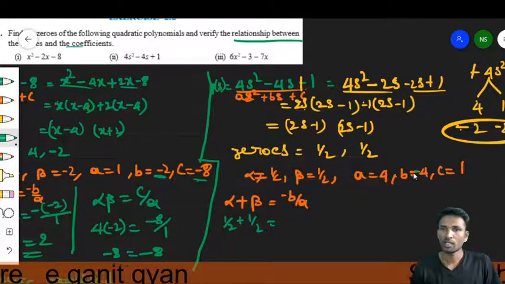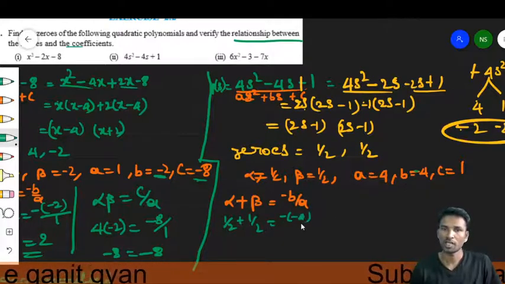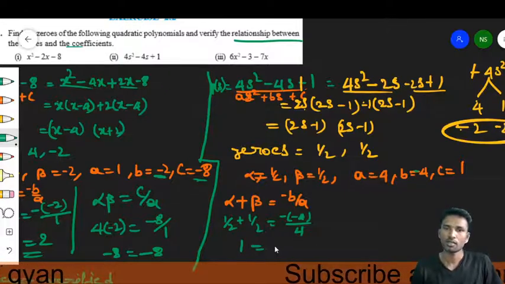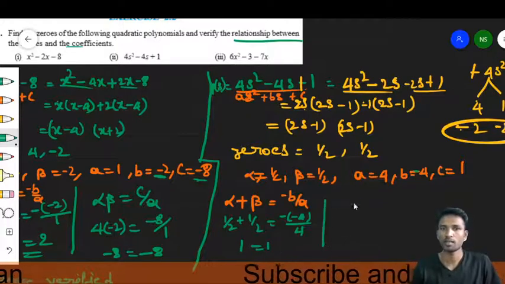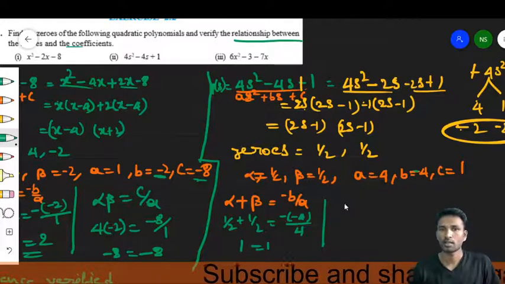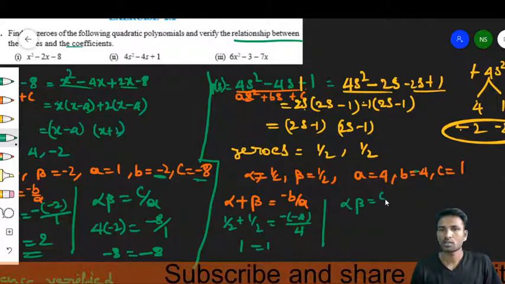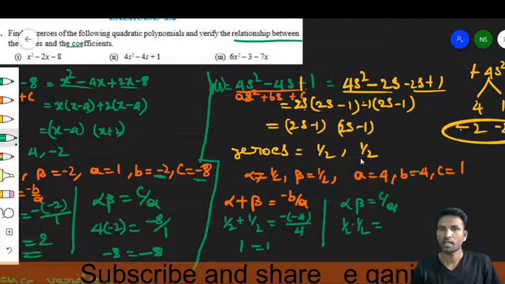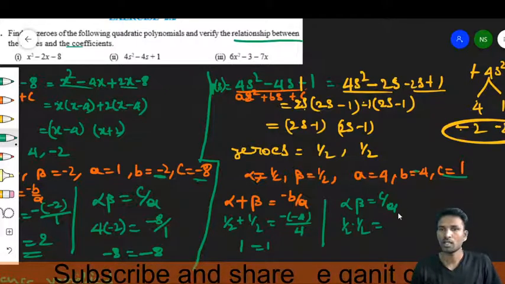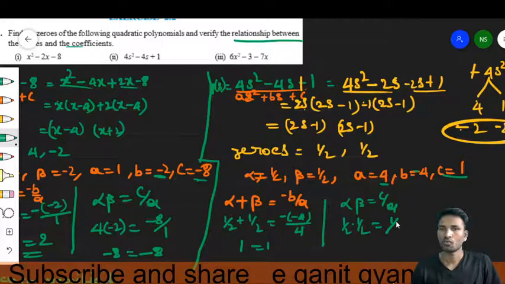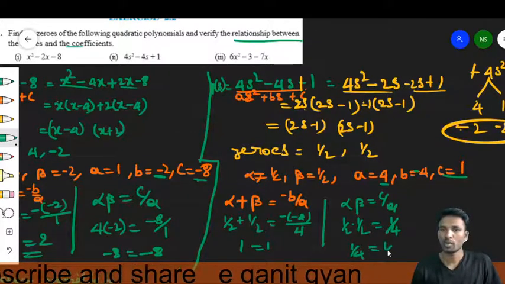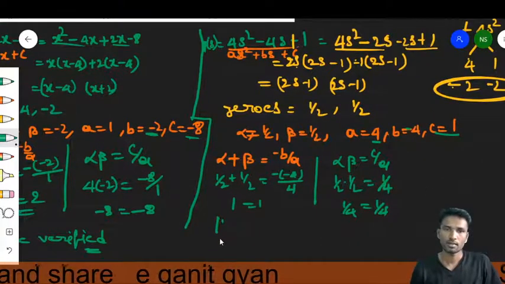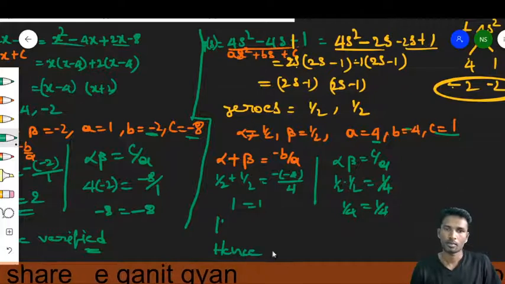B value minus 4 we are having here, minus of minus 4 by a value 4. 1 by 2 plus 1 by 2 is 1, here also we will get 1. Then alpha beta same way we can find out like this. Alpha beta is equal to c by a, we need to get alpha is 1 by 2, beta is 1 by 2, and c value here is 1 divided by a value 4. So 1 by 4 equals 1 by 4, and we will say here hence verified.